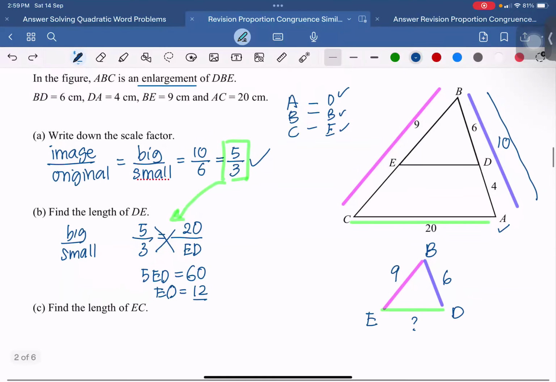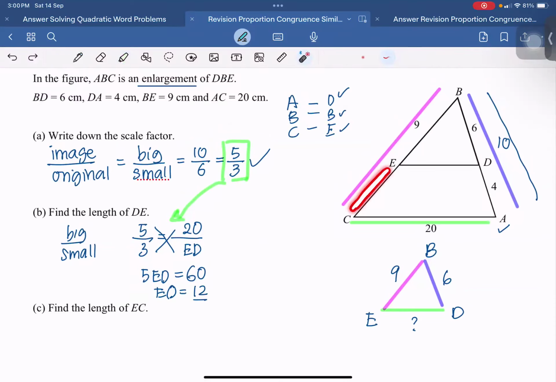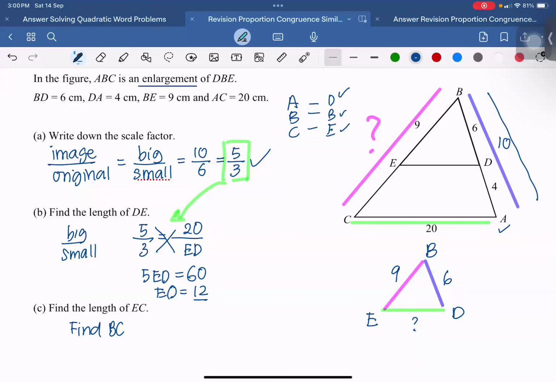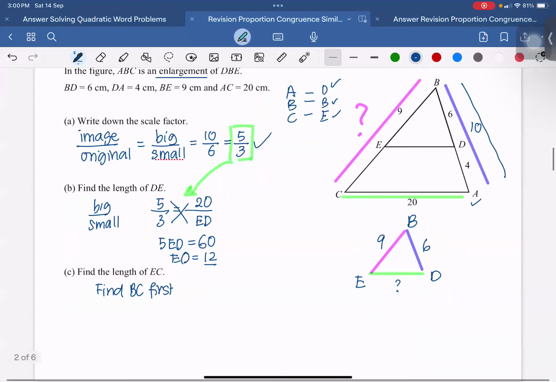EC, you notice EC is a portion over here. So before you find EC, the one that is similar to it, I only have the small one that is 9. So what I do is I need to find the whole thing first. Find the whole thing, BC. Then after that, I minus the 9, I can get EC. So my first aim is to find the whole thing first. So find BC first. EC plus 9 times scale factor. I don't like to do plus, also can, no problem. But I'll just take the whole of BC.